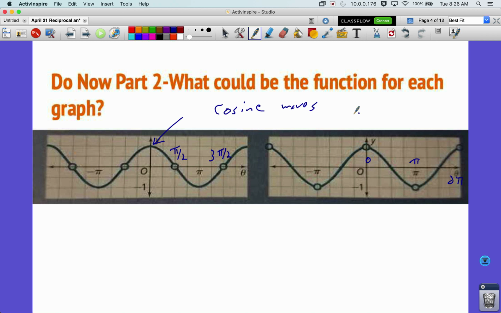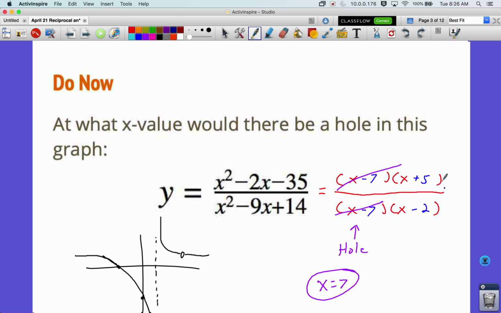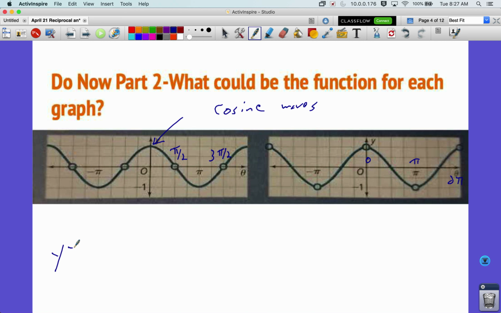So how can I write a function that will still be a cosine wave, but will have holes in it? To figure that out, we have to go back to this problem where you can add in a factor that cancels on the top and the bottom. That factor won't affect the shape of the graph except at that exact value where you get 0 over 0, and you'll get a hole. So I'm going to set this up as a rational function. I'm going to put cosine of x on top, and we're graphing in radians here. That should be clear.